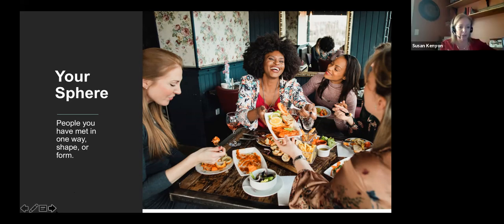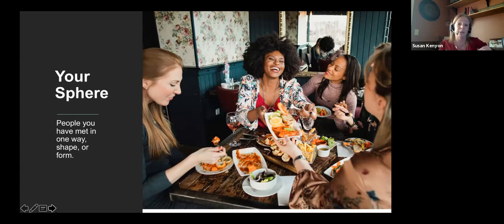Absolutely. And your sphere doesn't have to be people that you know really well. It's just people that you've met. So if you are at the grocery store and for some reason you strike up a conversation with somebody that's also looking at artichokes and you get their name and number and something happens, go home and Facebook friend them right away. Now they start becoming your sphere, and things can happen organically.